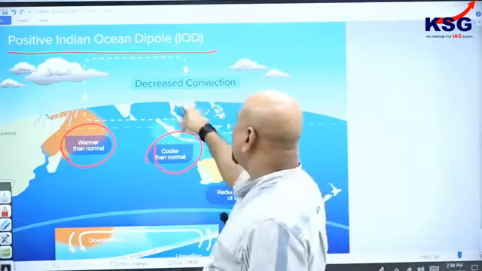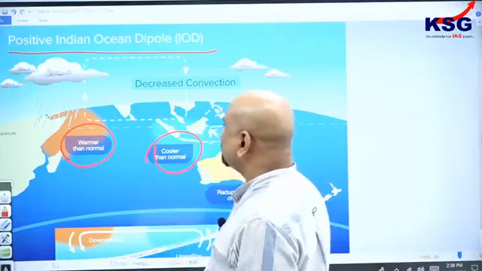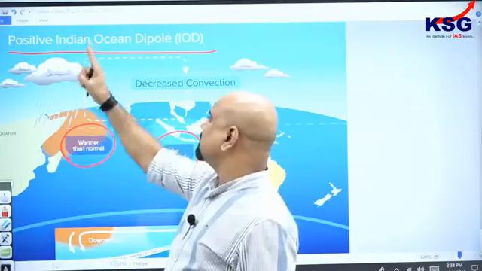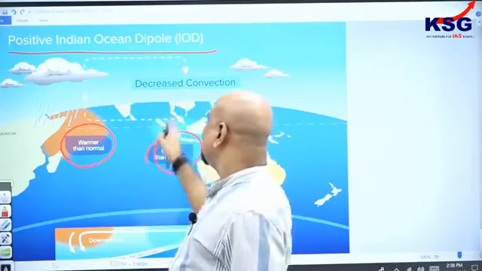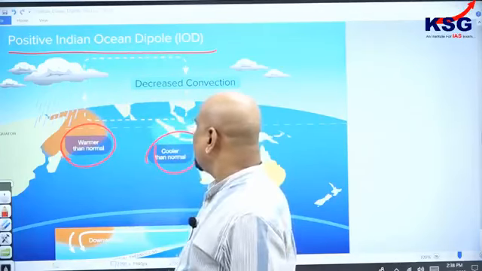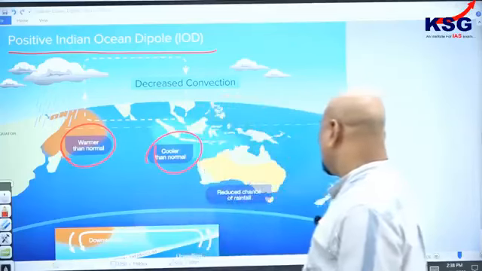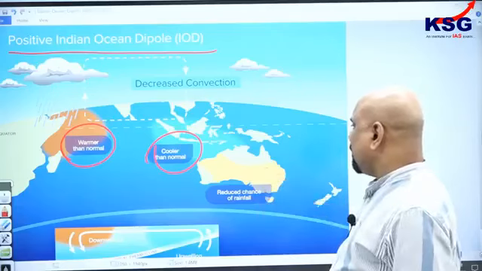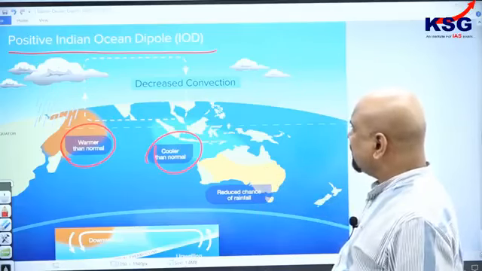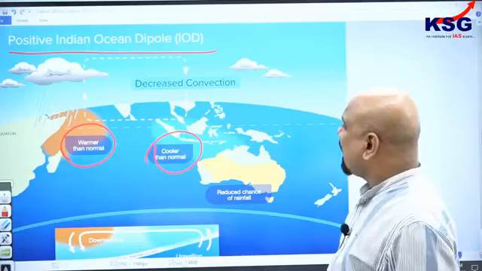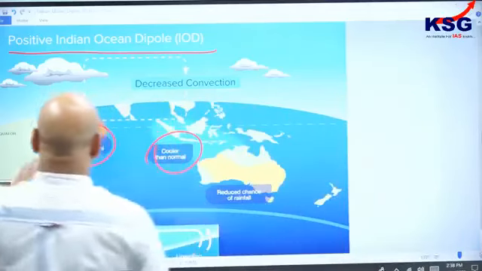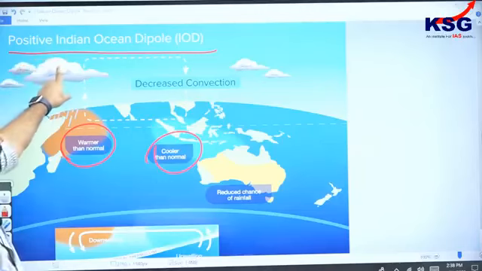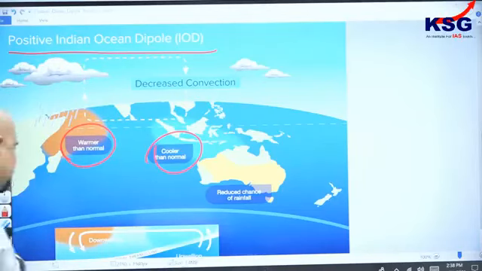So here convectional instability will decrease a bit. Look, at that time what will happen? Here you have more convectional instability, and this may lead to a positive Indian Ocean Dipole. Chances of rainfall will be less on this side; Australia will not get rain in the positive Indian Ocean Dipole. And what will happen here? It is warmer than the normal on this side, so rainfall will be more here in this case. So it will have an impact on the entire monsoon region also.